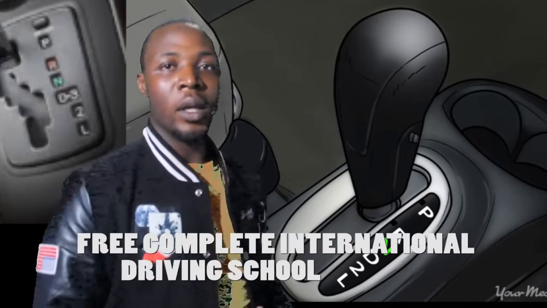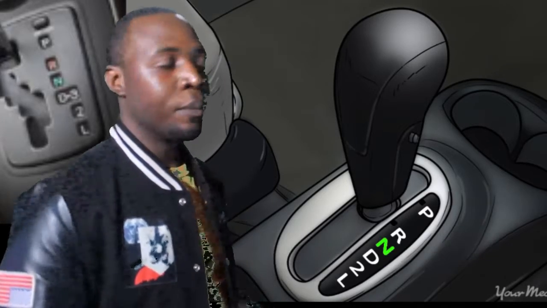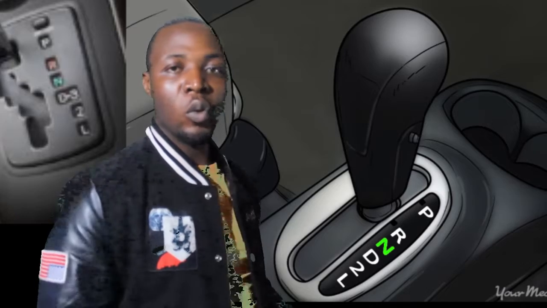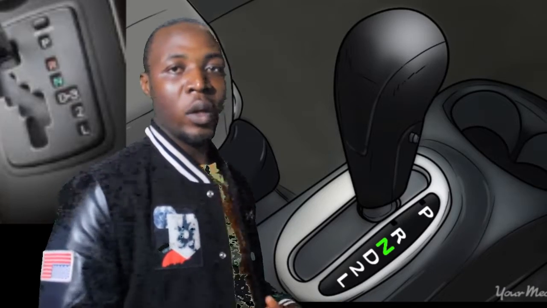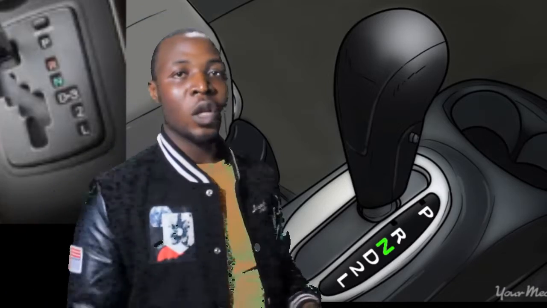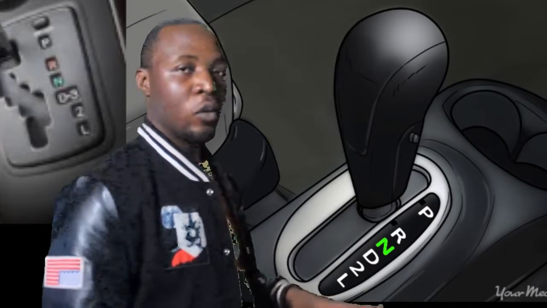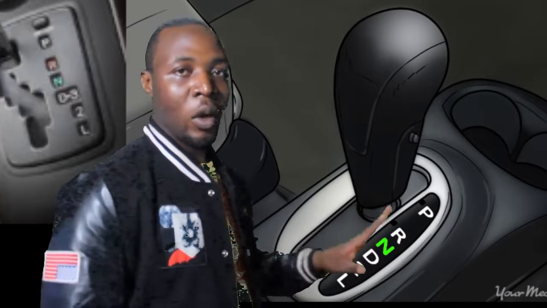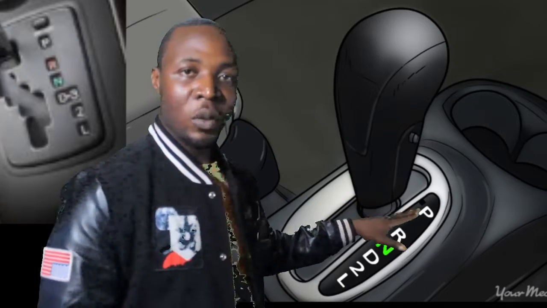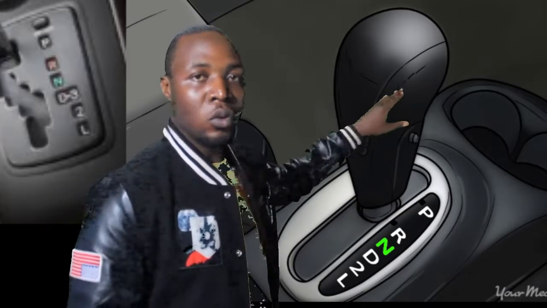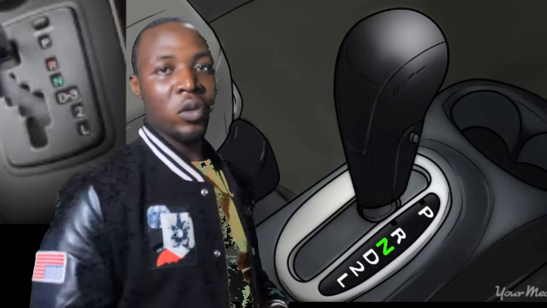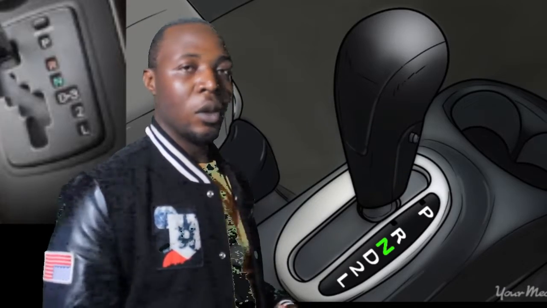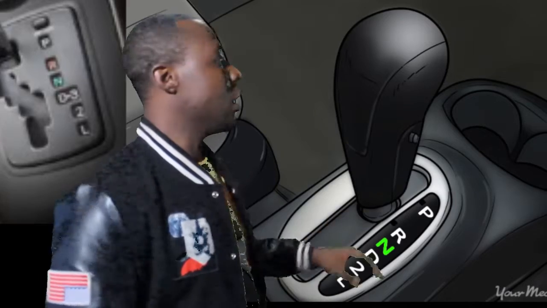The first thing you need to do when you enter an automatic car is to sit in the car and put on your seat belt, as in a manual car. The second thing you need to do is take your left leg and mash the brakes. When you mash the brakes of your car, you will be able to operate the selector, because if you don't mash the brakes, you will not be able to move the gear selector.